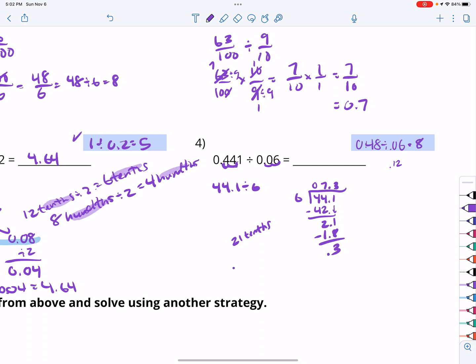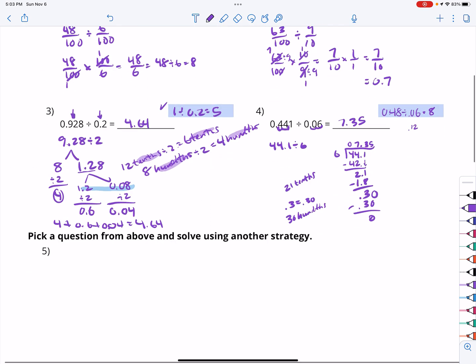Well, fortunately for me, I know 3/10 is equal to 30/100. So I'm going to think of these tenths in terms of hundredths because that gives me more pieces to work with. So now I'm thinking about these like 30/100. 6 goes into 30 5 times, and those are hundredths. So there we go. My answer is 7 and 35/100. Now let's check that answer key, hopefully.